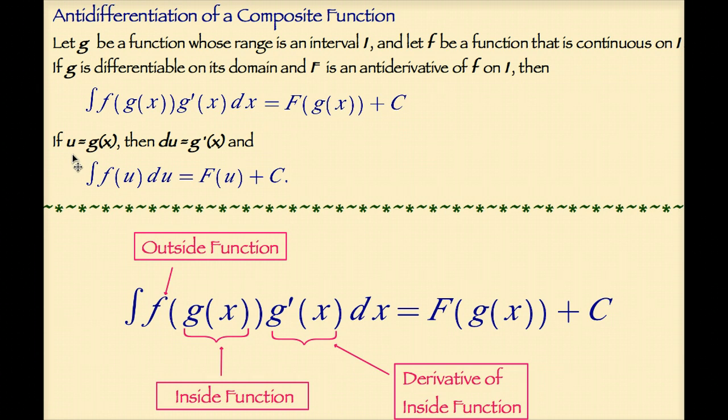We can also substitute u for the inner function g of x. If u is g of x, then du is g prime of x dx. And the integral of f of u du, where u is representing g of x and du is representing g prime of x dx, will be uppercase F, the antiderivative of the function, of u, plus C. And then once again, we see this derivative pattern here in the integral, identifying lowercase f as the outside function, g of x as the inside function, g prime of x obviously the derivative of the inside function, and uppercase F the antiderivative of lowercase f, of g of x plus C.